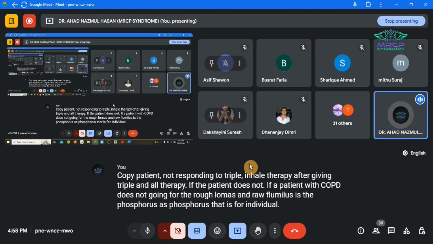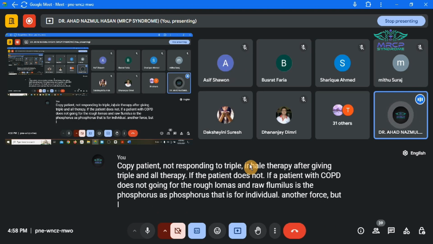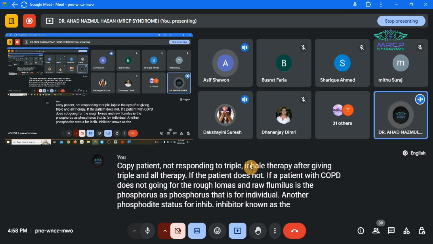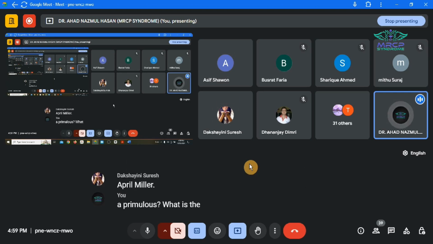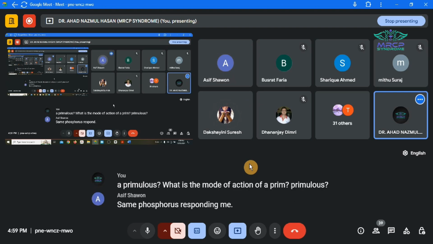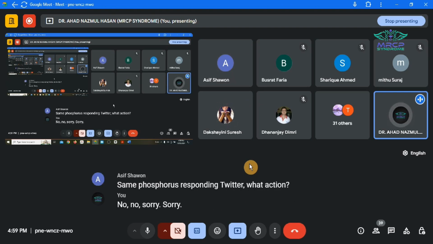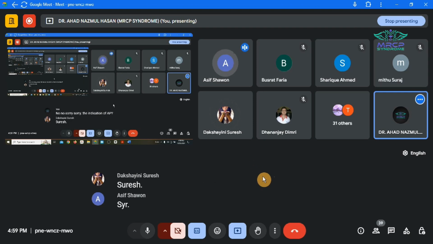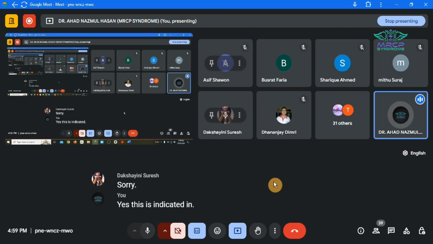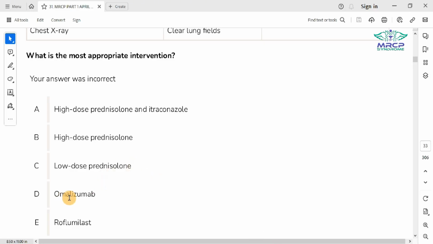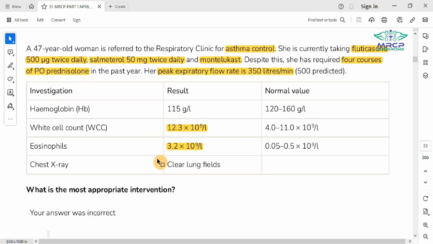There is another phosphodiesterase 4 inhibitor known as apremilast. Apremilast, what is the mode of action? Same, phosphodiesterase 4 inhibitor. What should be the indication of apremilast? Psoriasis. This is indicated in case of psoriasis. So also the roflumilast should be less likely.